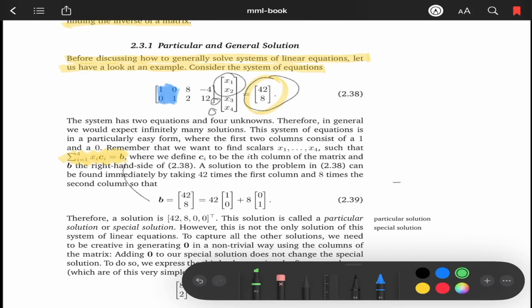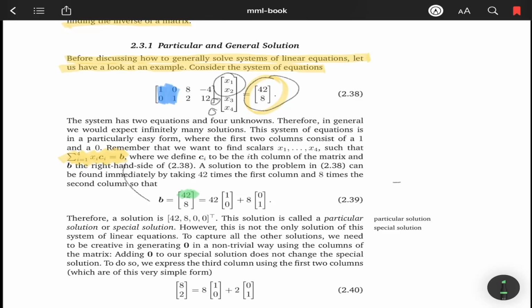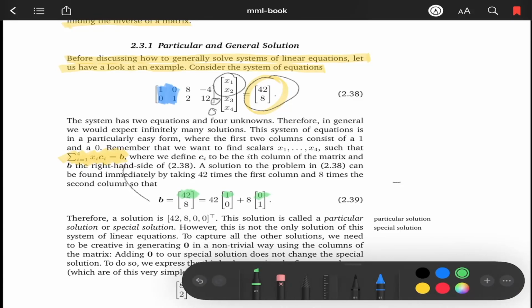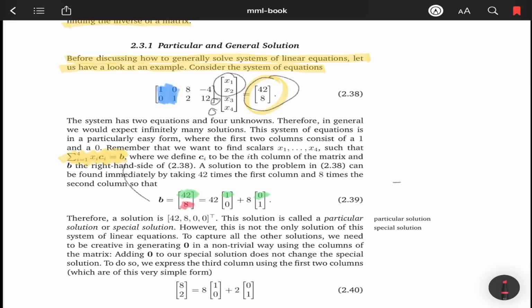So you have b1. b1 is green, and this is b1, and this is b1. And then you have b2, which is red. This is b2, and this is b2. We have x1 and x2 here.